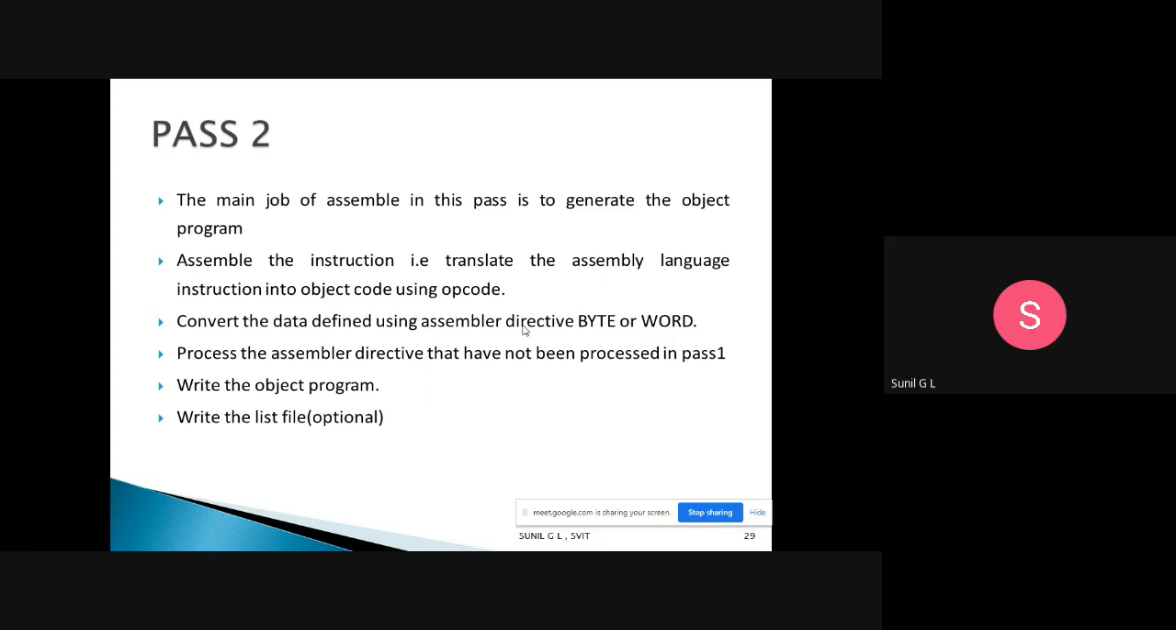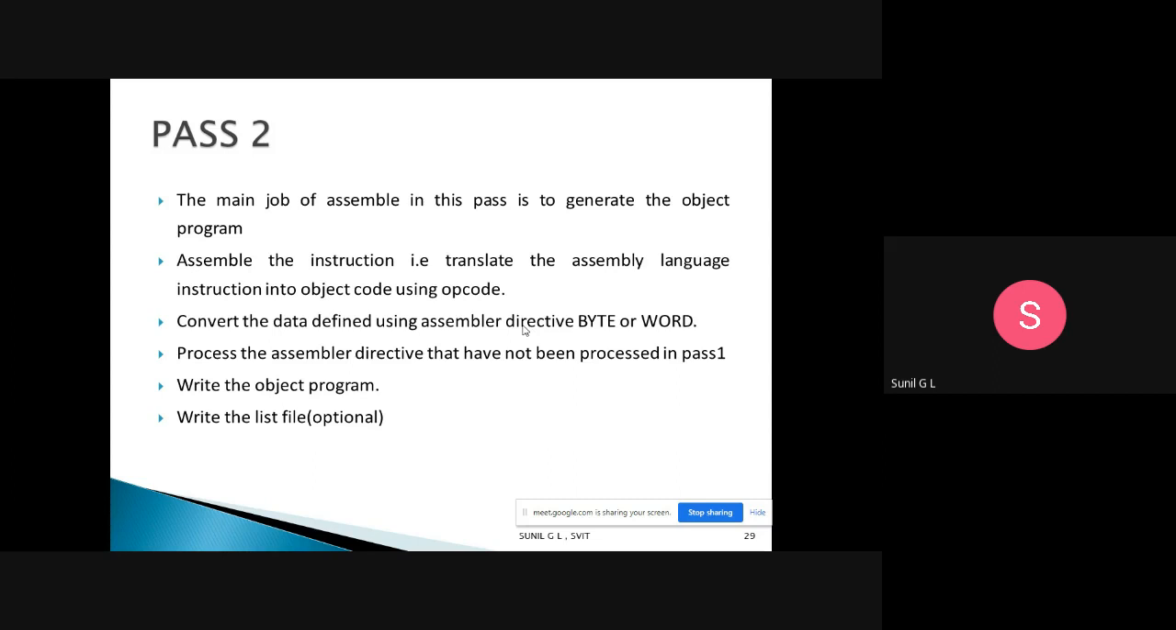The list file is optional. The main thing in pass two is that it will convert to the object program. How will it convert? For each instruction, that is for each mnemonic in the opcode table, the optab, we have a corresponding opcode. Opcode is nothing but the object code, that is the machine code for a particular instruction. We are maintaining that opcode.